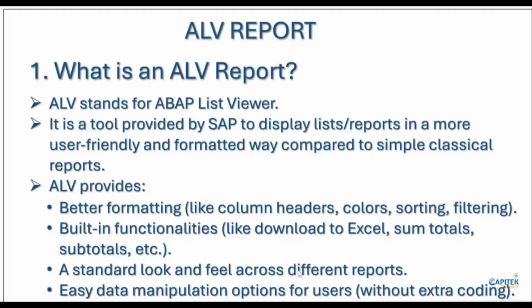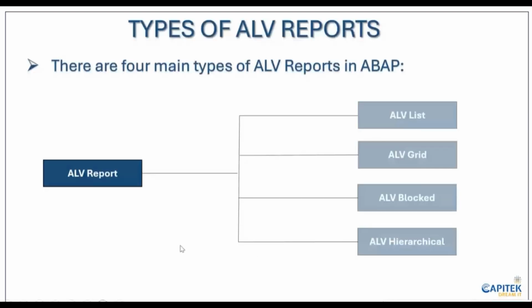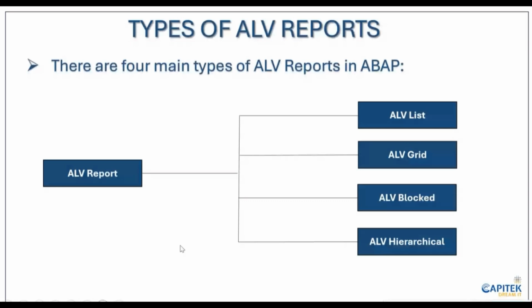Okay, so likewise, you have different functionalities, features, or formatting options available, and we'll see all those as we advance in the concepts. In ALV, there are different types of reports. There are mainly 4 types of ALV reports in our ABAP language. So one is ALV list, ALV grid, ALV blocked, ALV hierarchical.